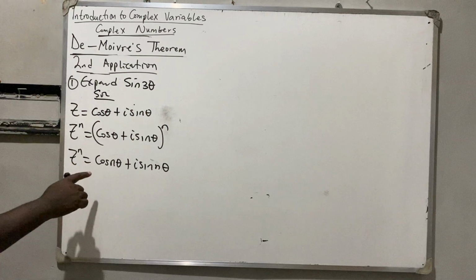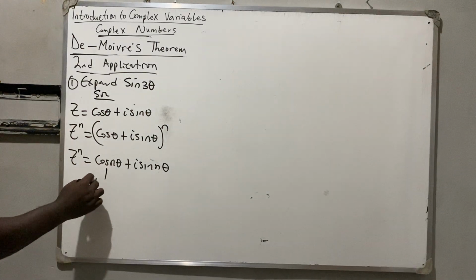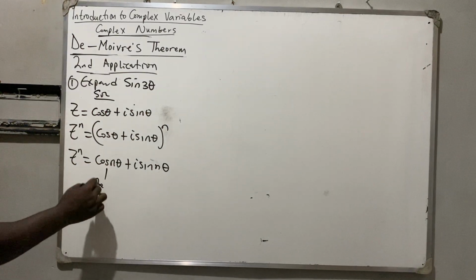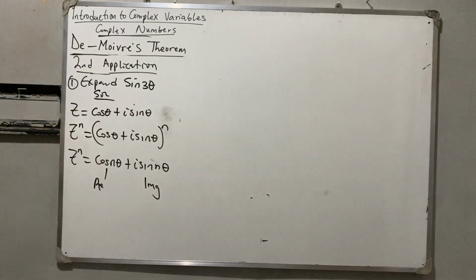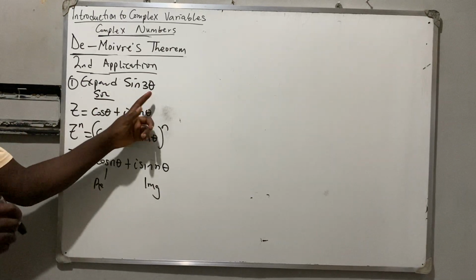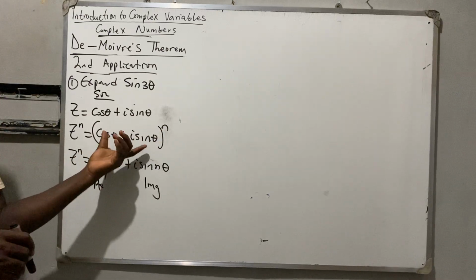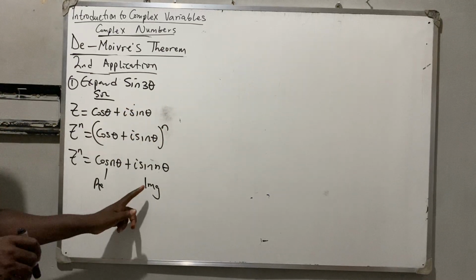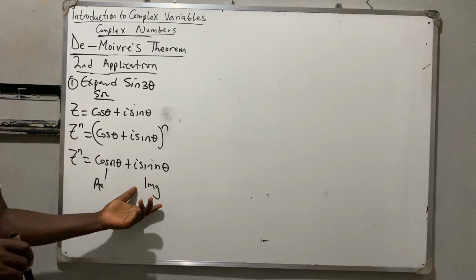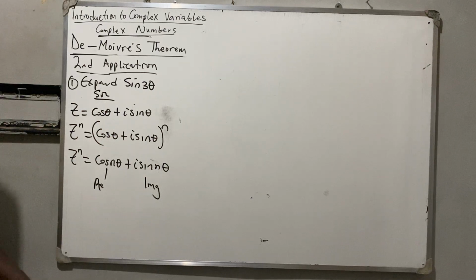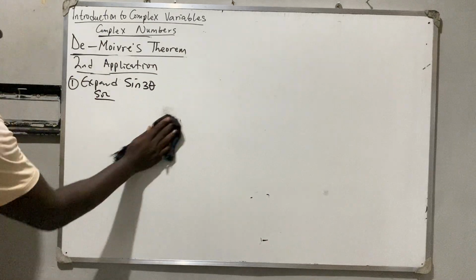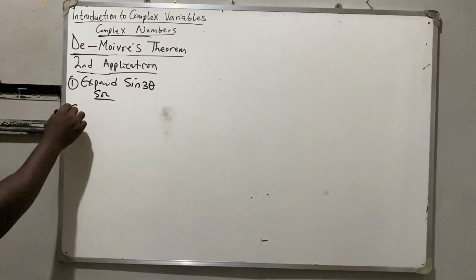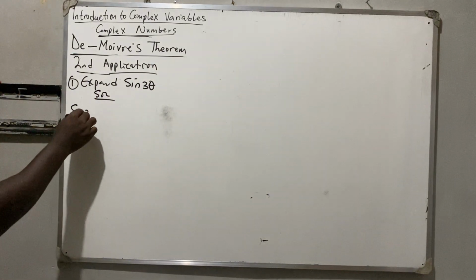So you see that sine is the imaginary part. This one is the real part. This one is the imaginary part. So anytime we want to get sine something, we expand that thing with normal binomial expansion, and we take only the imaginary part of it. The imaginary part of it becomes our expansion. So let us do that.